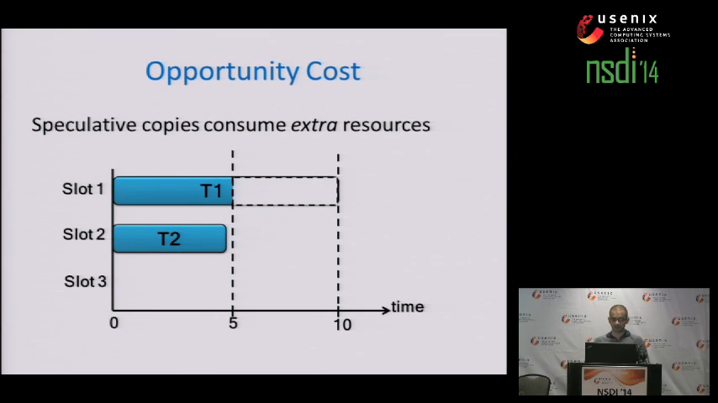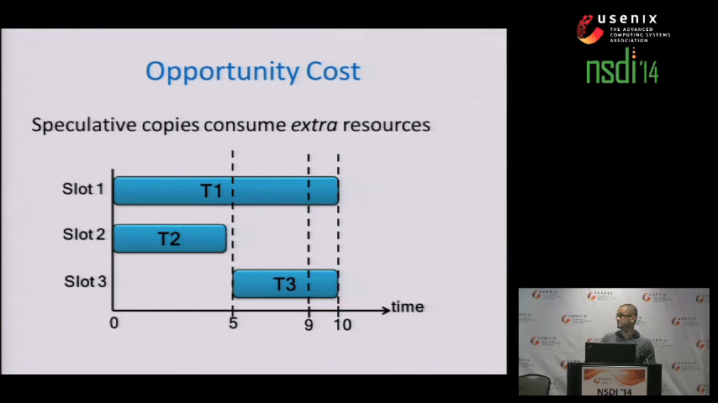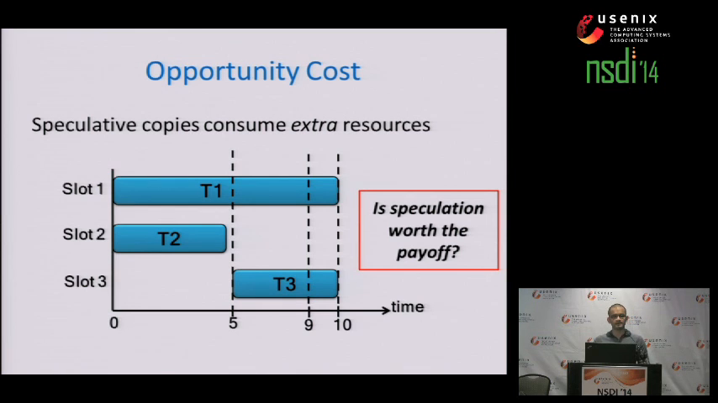Now I have two options here. One is to go ahead and schedule a speculative copy for T1. T1 now speeds up; it used to finish at 10, now it would finish at 9. Or what I can do is say, that's fine, I'll let T1 run as it is, but use the third slot that I have to schedule another task. This is the central question here: when I speculate, is speculation worth the payoff? As you can guess, the answer to this question depends on what the task durations are, as well as what the requirements for the deadline or the accuracy are.